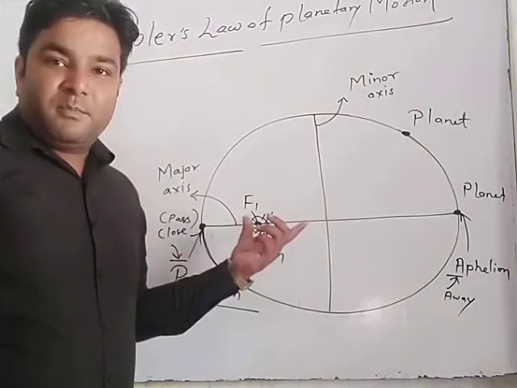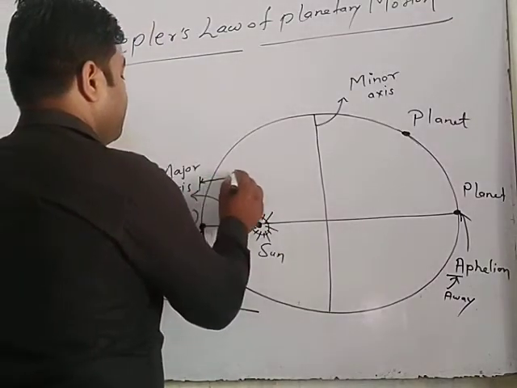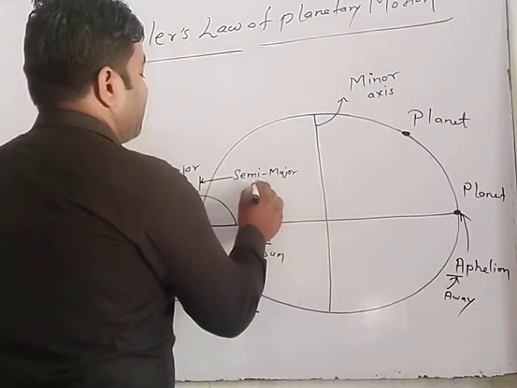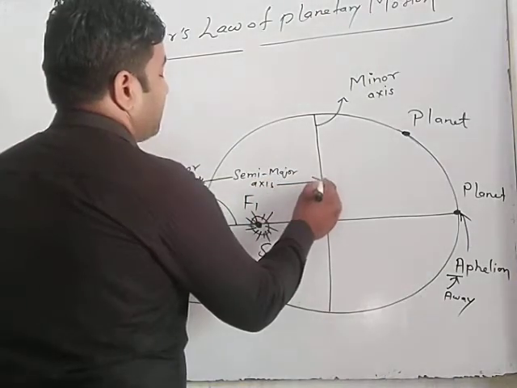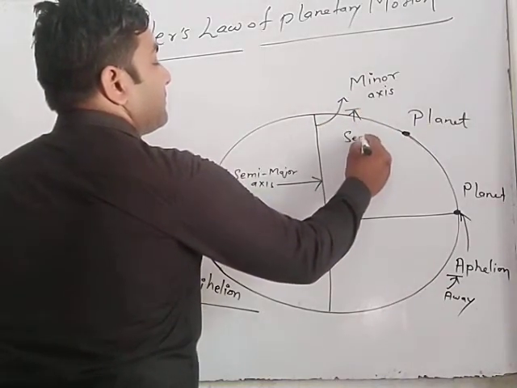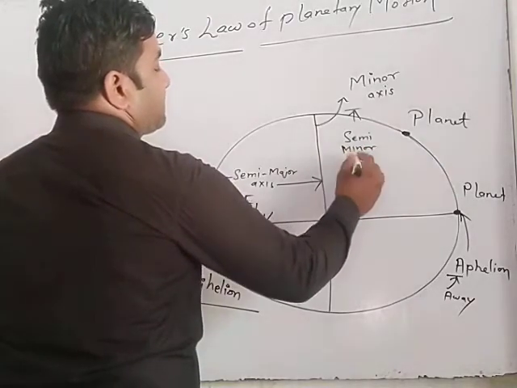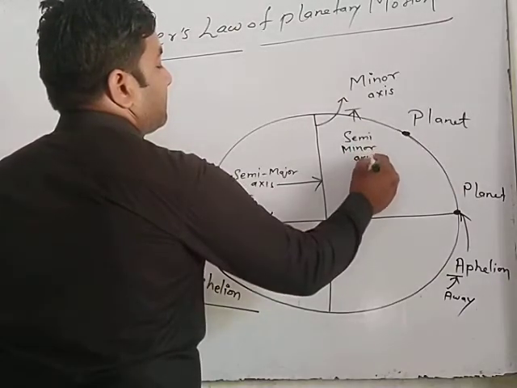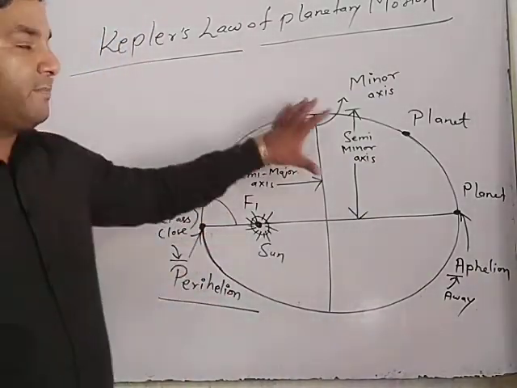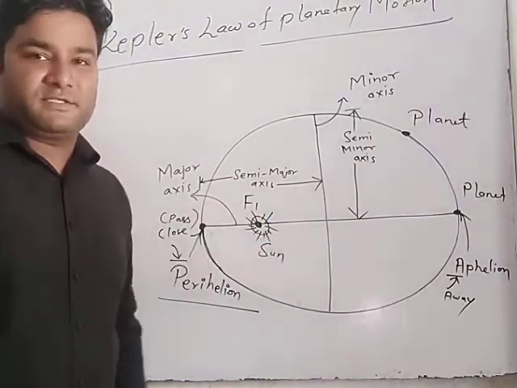The half of the major axis, that is the semi major axis, here this one length, semi major axis, and this one length, semi minor axis. Half of the minor axis is the semi minor axis, and half of the major axis is the semi major axis.